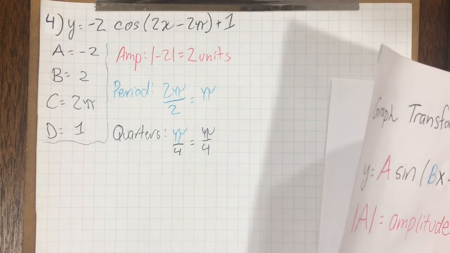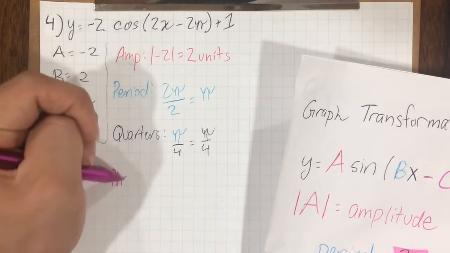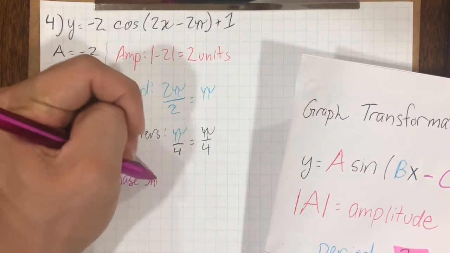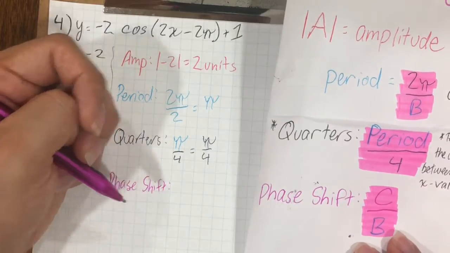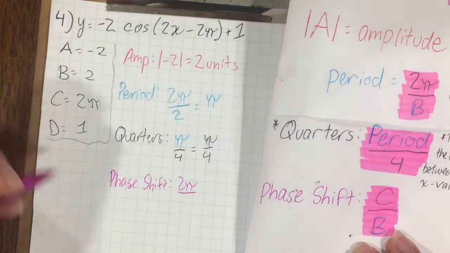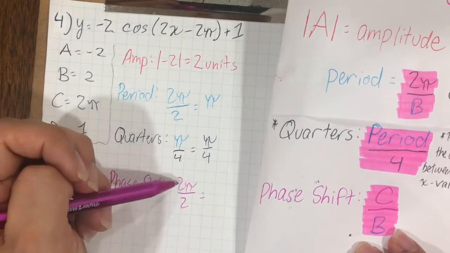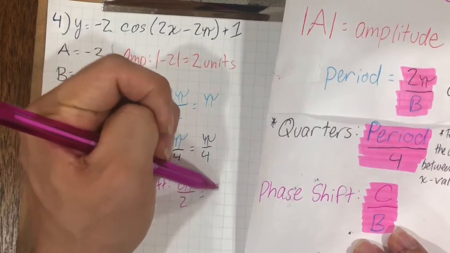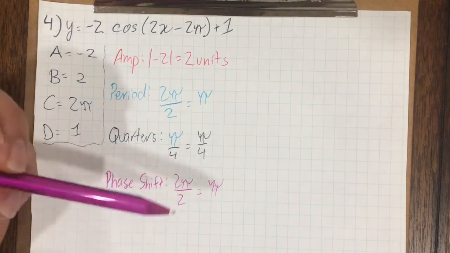All right, so that means that to get from one x value to the next, I'm going by pi over 4. All right, and then we have a phase shift going on. So for the phase shift, I take my value for c, which is 2 pi, and divide it by my value for b, which is 2. And once I divide those two numbers, I just end up with pi. So my phase shift, my horizontal shift, is going to be pi radians.